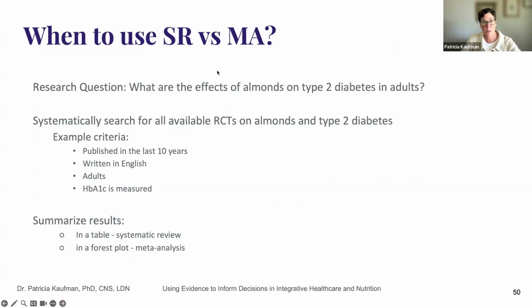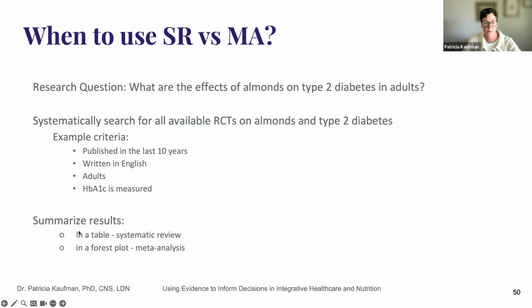So when to use a systematic review versus a meta-analysis? Like I said, the underlying part of a meta-analysis is a systematic review. If we look at a research question, what are the effects of almonds on type 2 diabetes in adults? We're going to systematically search for available RCTs. You can do observational studies in systematic reviews and meta-analyses, but the best way, if you want to establish cause and effect, is to do RCTs. And our criteria are going to be published in the last 10 years, written in English, adults, and each of the studies measured HbA1c.